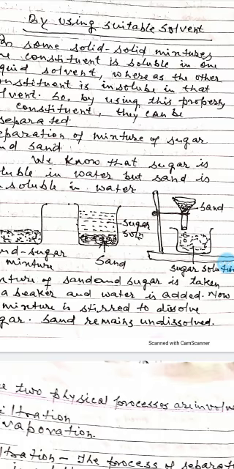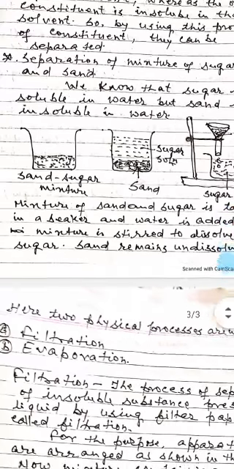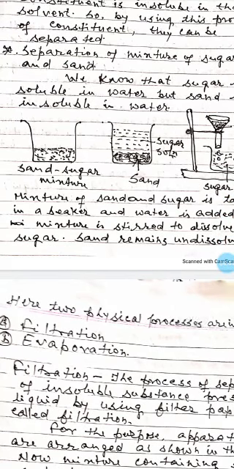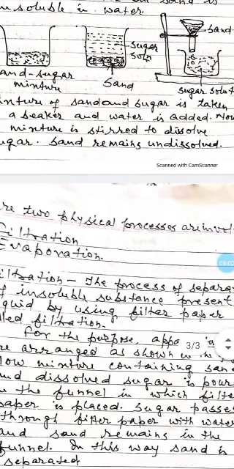The solution obtained after filtration is called filtrate. Filtrate contains sugar in it. Now we separate the sand from the filter paper, remove the sand from filter paper and keep it away.